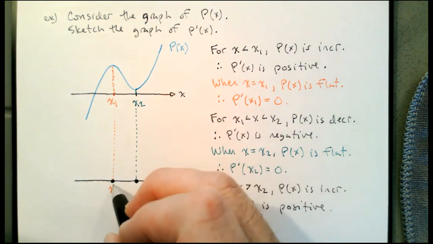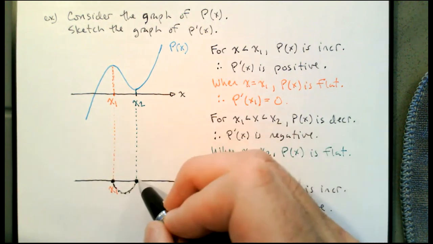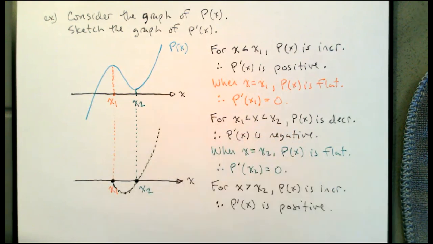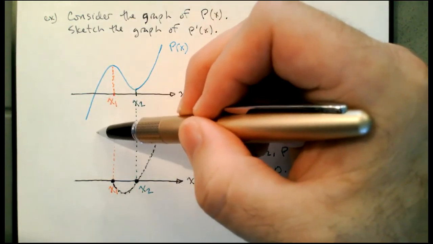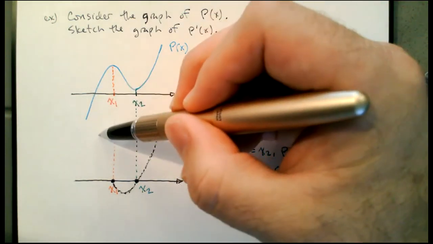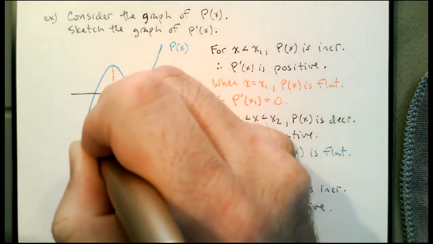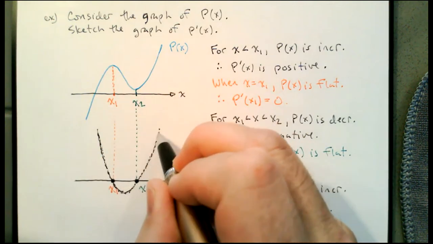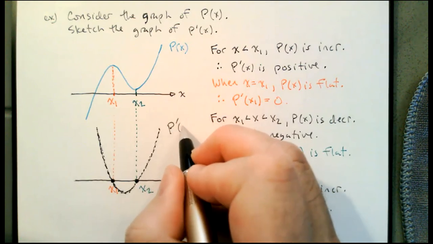So it looks like I'm going to have to draw something down negative that's going to have to turn around so I can get back up to x2, and then after x2 be positive. Then before x1, I have to draw positive, but I have to land at 0 at x1, so I'm going to have to draw P prime decreasing before x1. So there's a sketch of the graph of P prime of X.